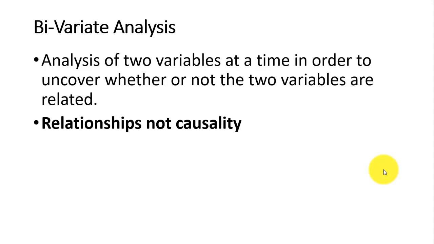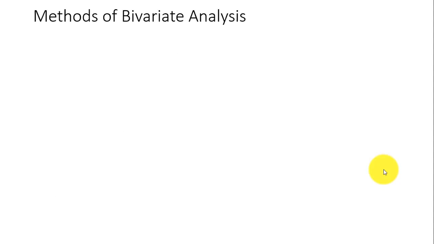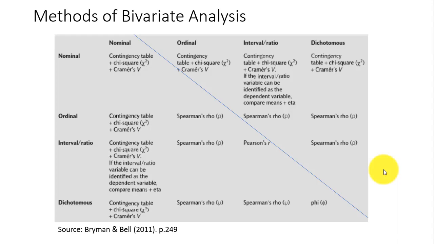This video is mainly focused on exploring the relationship between variables, not the causality, meaning thereby cause and effect related research questions will not be dealt with in this video. I will be exploring only the relationship, strength, and direction between two variables. A variety of techniques are available for examining the relationship, but their use mainly depends upon the nature of the two variables being analyzed. So let us examine the various methods for bivariate analysis.